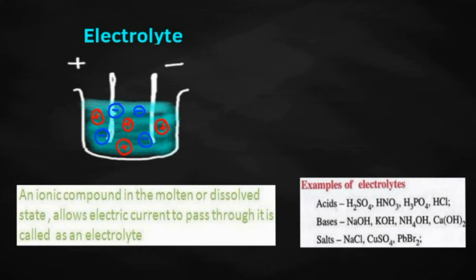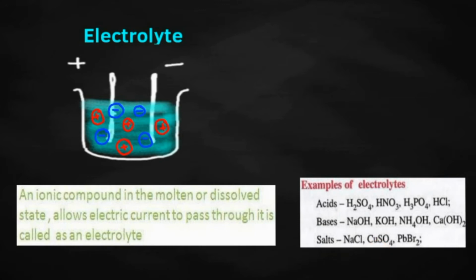Okay. So how can you define an electrolyte? An ionic compound in the molten state or in the dissolved state that allows electric current to pass through it is called an electrolyte. Got it? We got a definition for electrolyte. So can you give some examples of solutions that can conduct electricity? Here it is. Certain acids can conduct electricity, certain bases and some salts also can conduct electricity. You can just remember some examples for electrolytes.